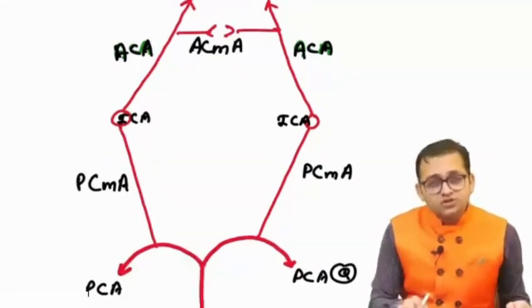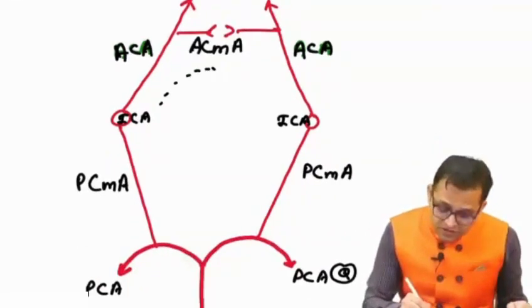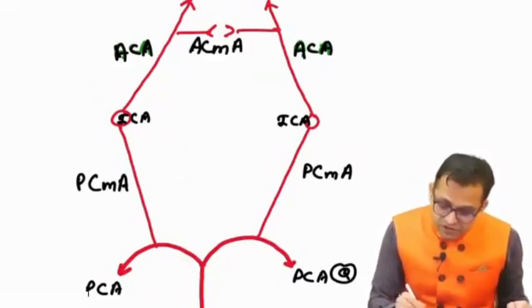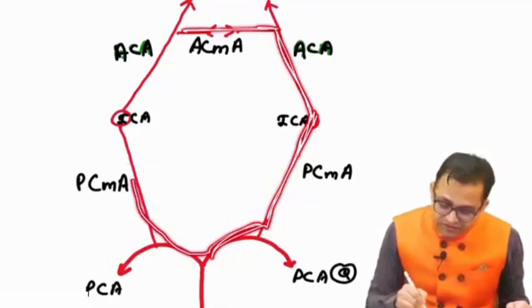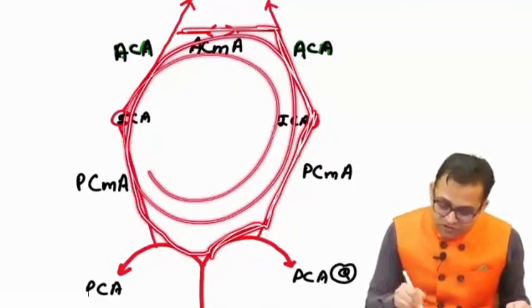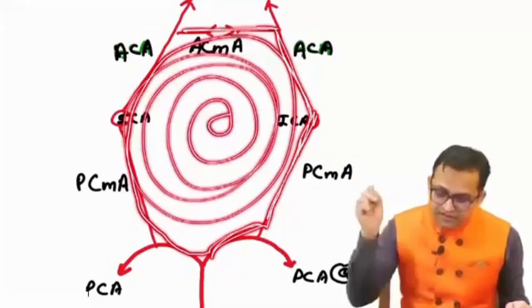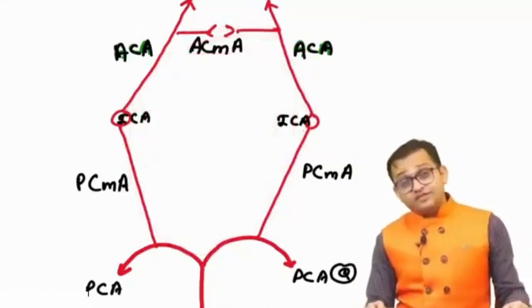Now these anterior cerebral arteries are anastomosing together. Yes, this is our anterior communicating artery. Okay, sir. So now you can observe one circular anastomosis is formed: anterior communicating, anterior cerebral, internal carotid, posterior communicating, and posterior cerebral artery with the same artery on the opposite side. So this circular anastomosis is known as the circle of Willis.